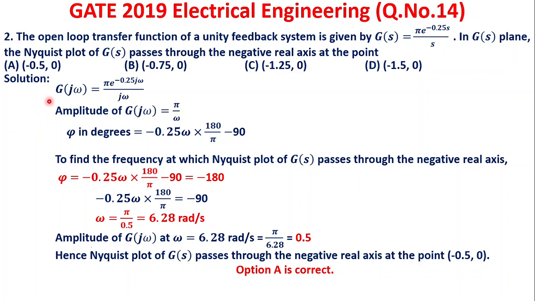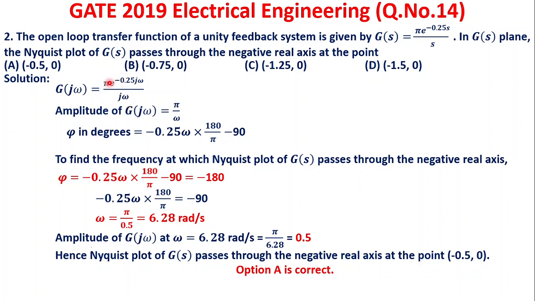So, first let us write the sinusoidal transfer function, amplitude and phase angle, because we want to find out where it cuts the negative real axis. Where it cuts the negative real axis means that at that particular point the phase angle should be equal to minus 180. So we need the phase angle, and we also need to find the magnitude at that point. Let us first write the sinusoidal transfer function by putting s equal to j omega.